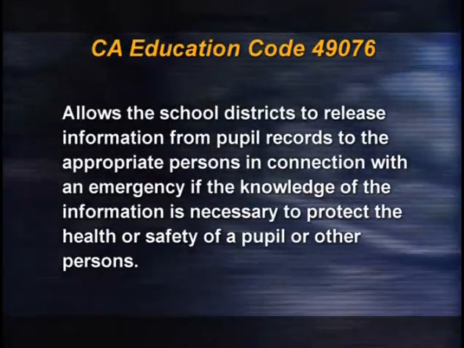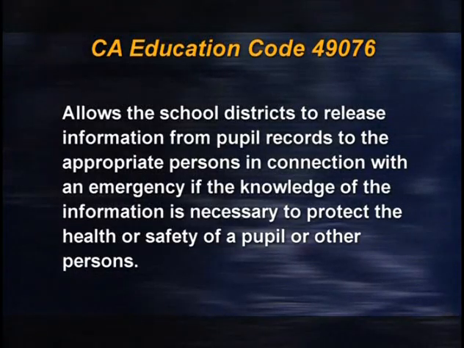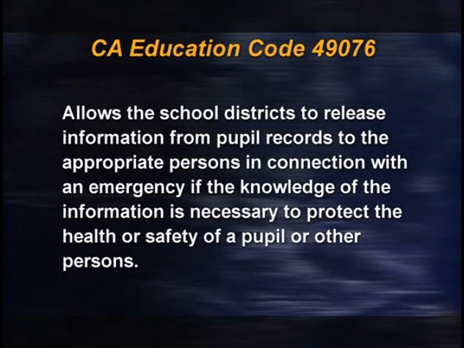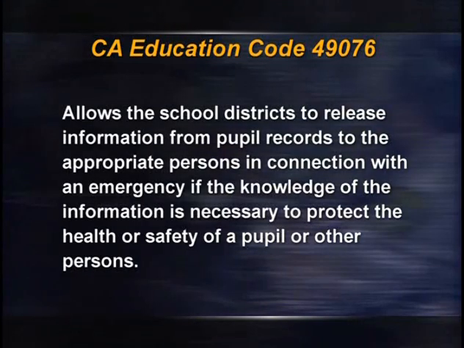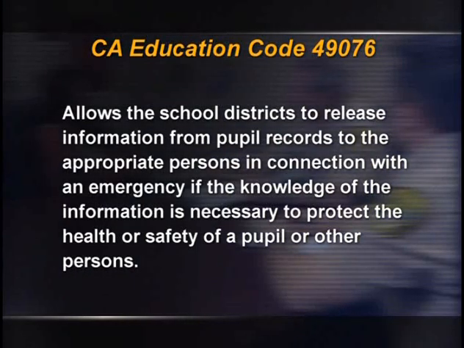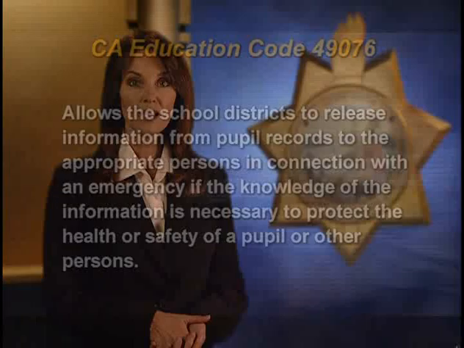The Education Code 49076 allows the school districts to release information from pupil records to the appropriate persons in connection with an emergency if the knowledge of the information is necessary to protect the health or safety of a pupil or other persons. The state law requires that law enforcement should recontact the reporting party within 30 days of filing the initial report to check on the status of the missing person.